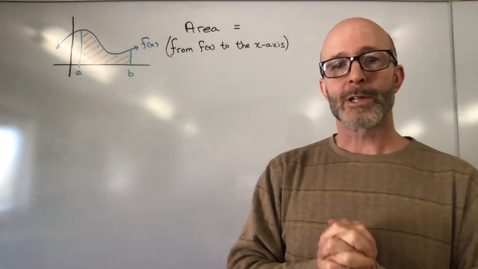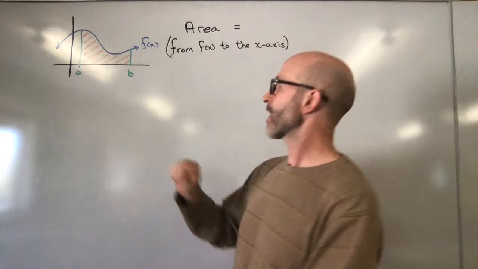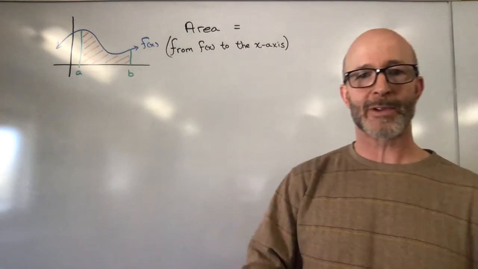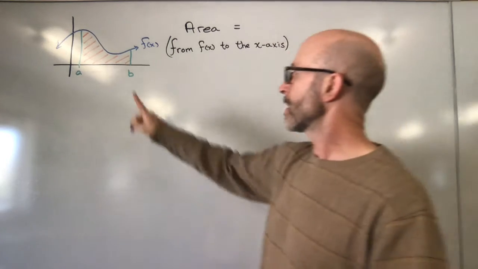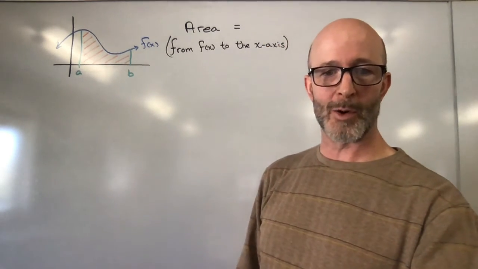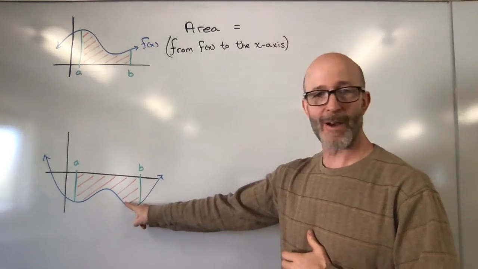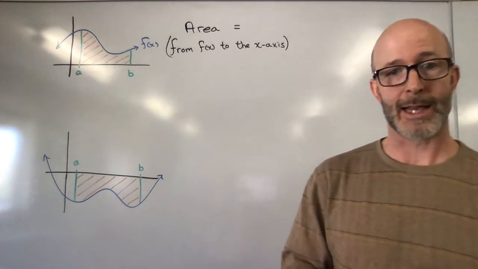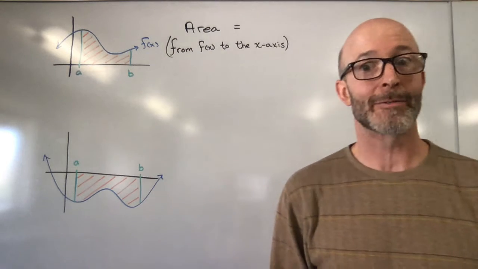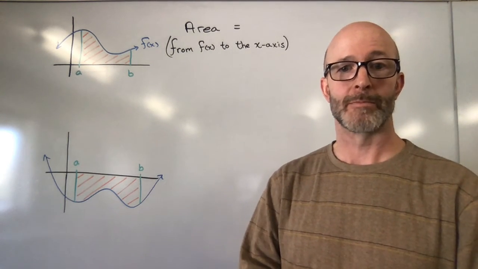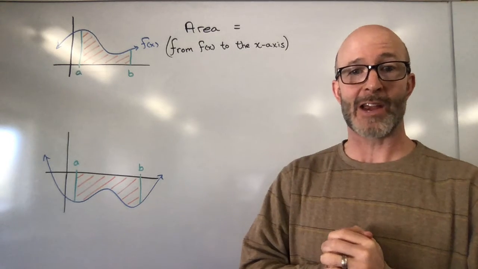Well, first of all, I want to talk about the area. When we say that area, we always mean from f of x to the x-axis. It stops right there at the x-axis. If you had a graph that was below, well, I'd be talking about the area from that function still to the x-axis. Notice now the area is above the function, but it is the area between the x-axis and that function. Okay, so that's what we mean by the area there.